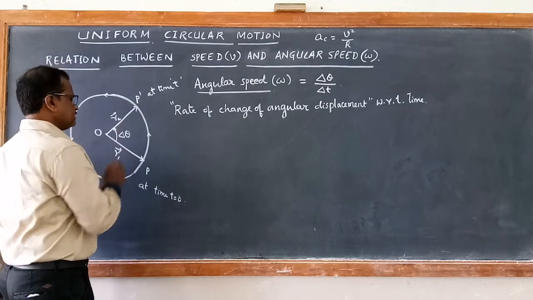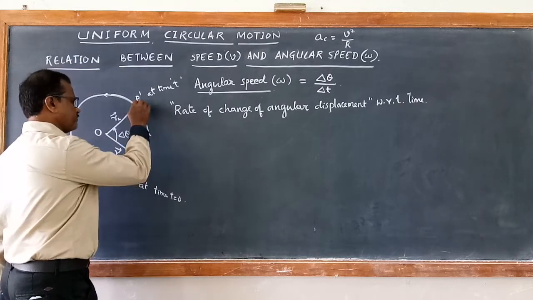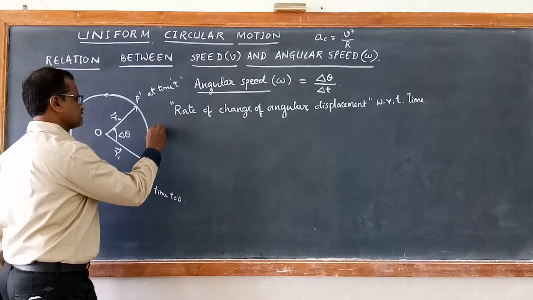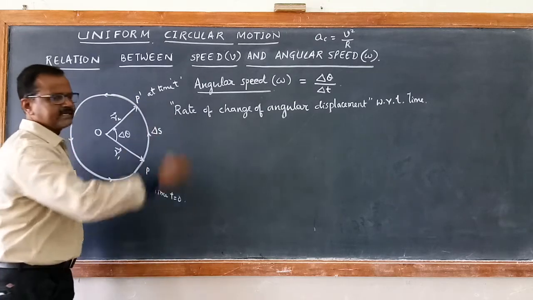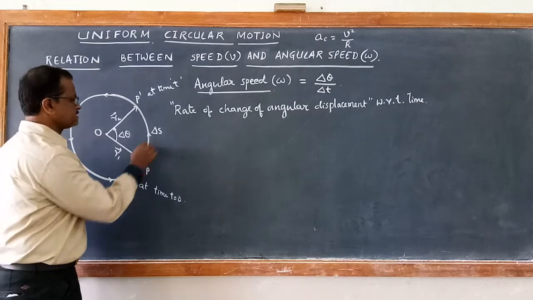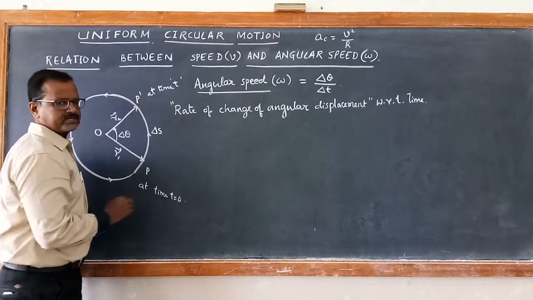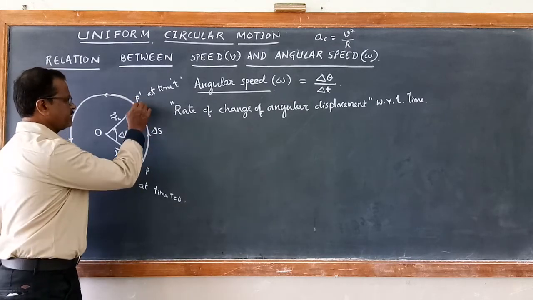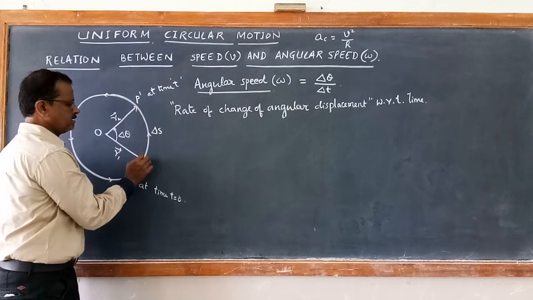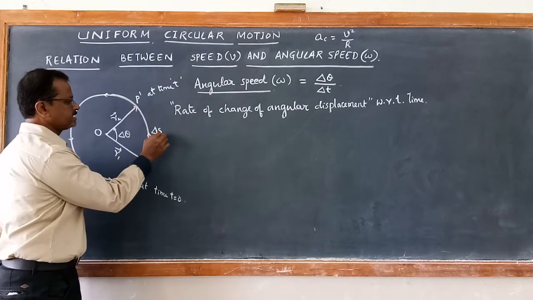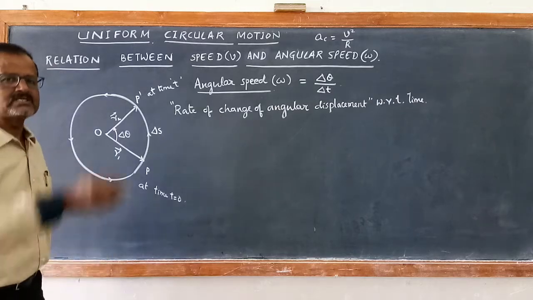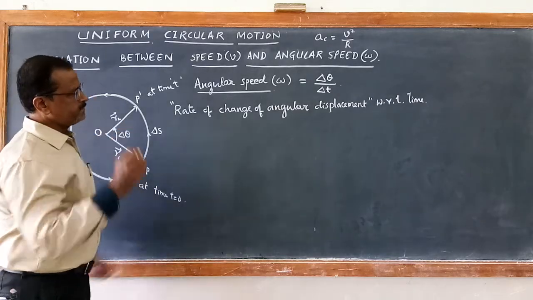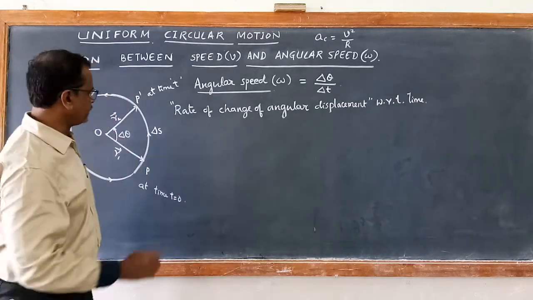Now one more thing, please note down. The angle displaced is delta theta, and the distance covered from P to P dash, let us call it delta s. Delta s is the length of the arc PP dash. The length of arc PP dash, let us take it as delta s. That is the distance covered in the time interval delta t.